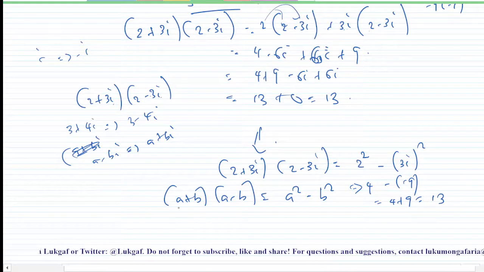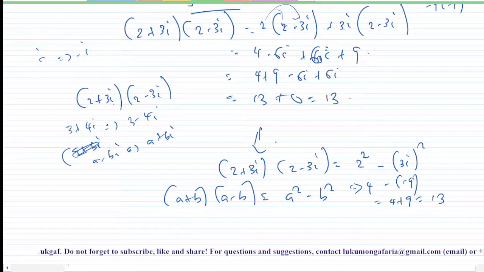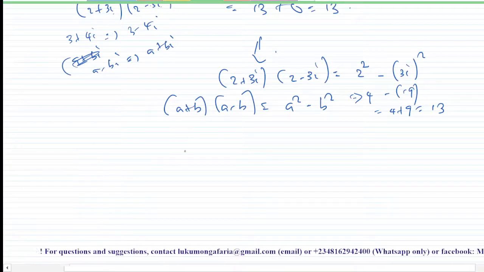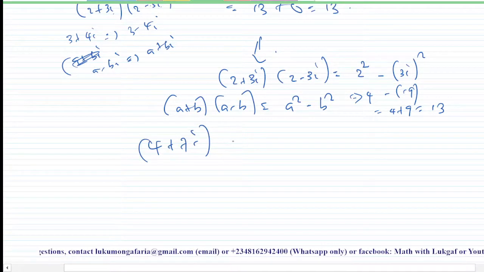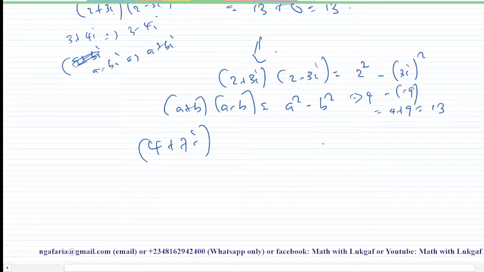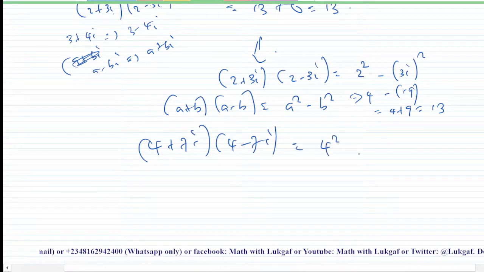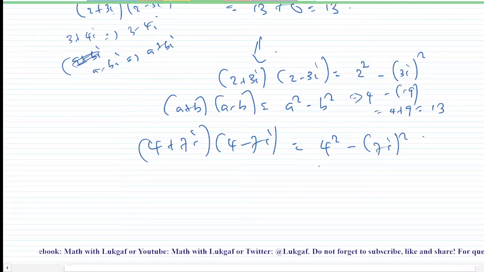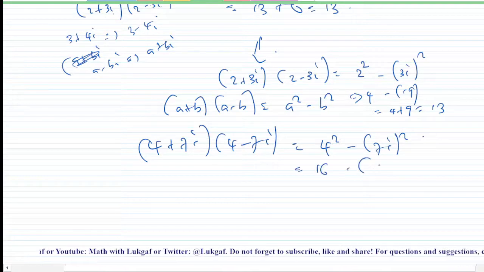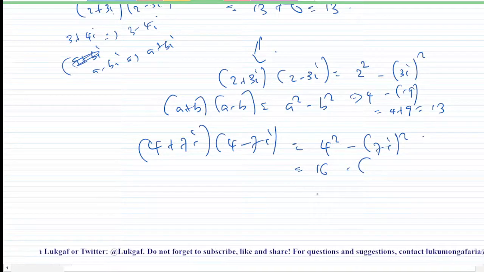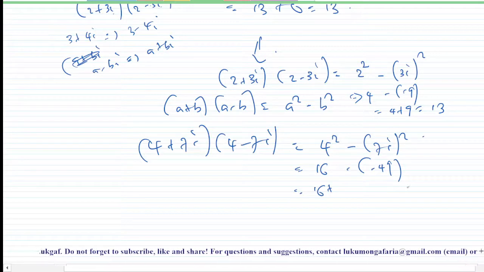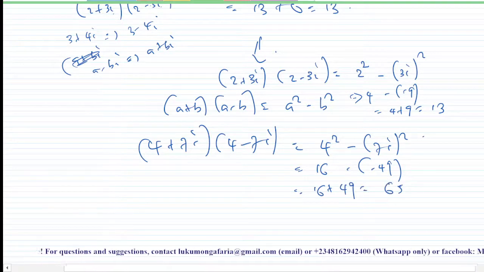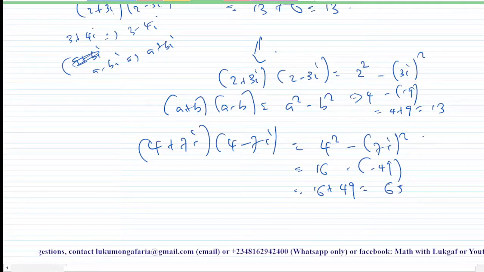So let me give you a quick example now. When you have 4 plus 7i and its conjugate 4 minus 7i, what are you going to have? That's going to give you 4 squared. You understand that? Minus 7i everything squared. Then I'm going to have 16 minus minus 49. Then that's going to give you 16 plus 49. That's 65. You understand that? So it's as simple as this. This is how you can multiply two numbers together.